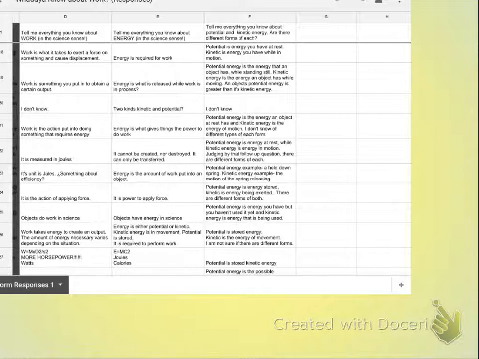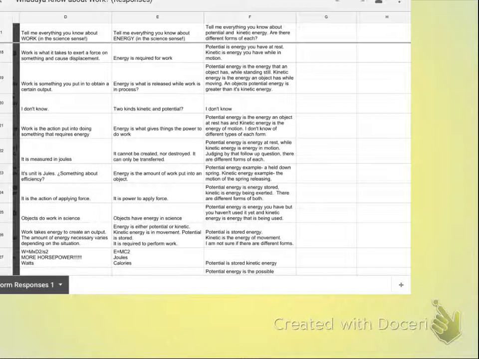Okay, what do you know about energy? Energy is required for work. Energy is what's released while work is a process. There are two kinds of energy. That's true, kinetic and potential. Actually, there's more than that, but those are the two that we deal with the most. Energy is what gives things the power to do work. Yes, but be careful about the word power because, again, in science, power is how fast you do work.